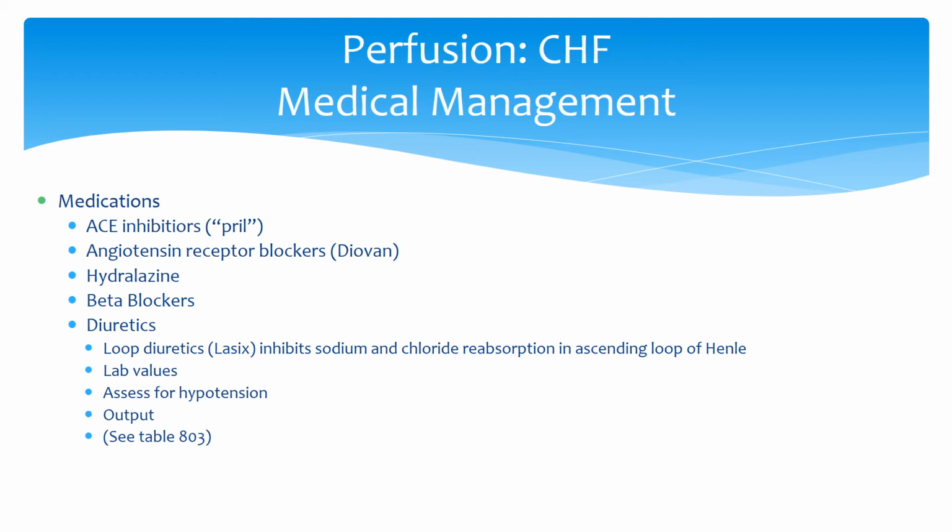So we do this with ACE inhibitors, because we want to stop the angiotensin converting enzyme, which is reabsorbing the sodium and the water. We can also use angiotensin receptor blockers, which have the same effect. Diovan would be an example. You can use beta blockers or hydralazine, and it's pretty much just to ease the workload of the heart.